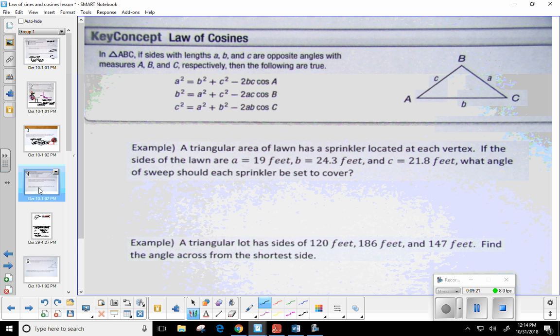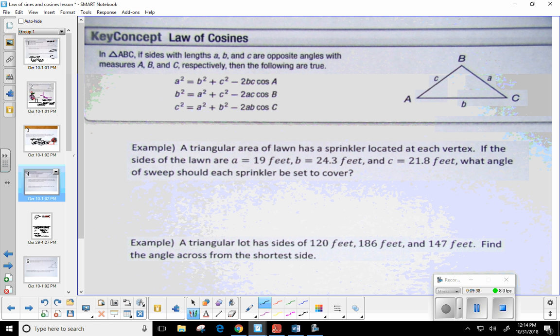So we were talking yesterday, whatever side length you start with, you end with the cosine of that angle. See, I started with side A. We end with the cosine of angle A. If I start with side B, I'm going to end with the cosine of angle B.